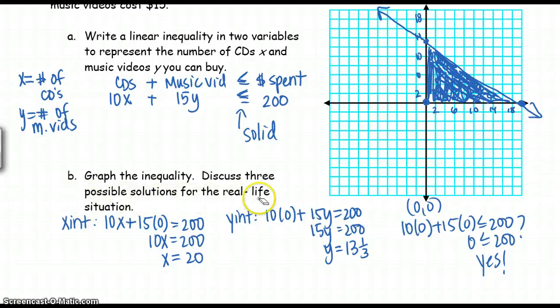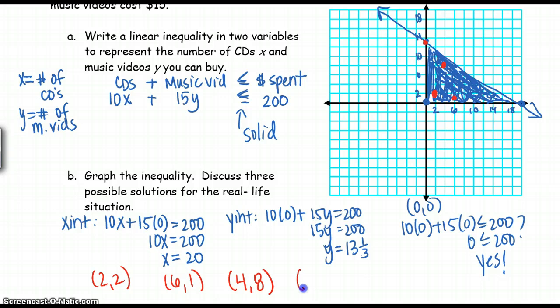Now you've got to pick some points inside. It says give 3 possible solutions for the real-life situation. Looking inside here, I'm pretty sure that 2, 2 is a point. 2 music videos, 2 CDs. What about 6 and then 1? That one will work. Oh, let's go with 4 and 8. That one will work. You know what? Even 0 and 13 and 1/3. But wait, why can I not use this? It falls on the line, it should work. Well, you can't buy 1/3 of a CD. So let's cross this one out.